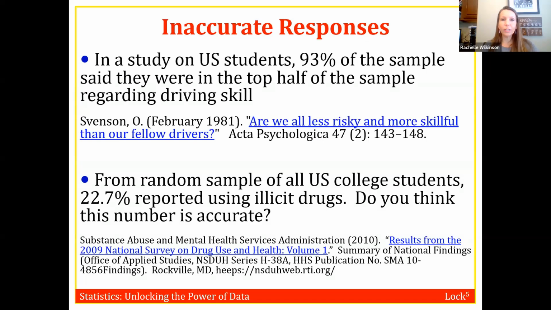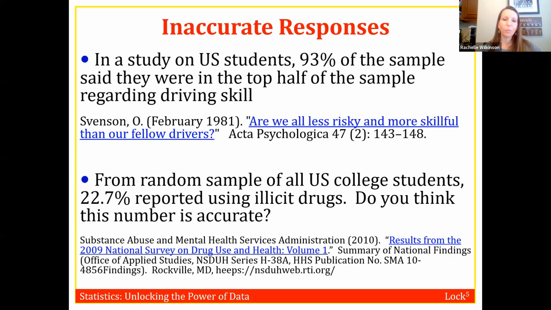Thinking about inaccurate responses, in a study on US students, 93% of the sample said they were in the top half of the sample regarding driving skill. Now, only half the people can really be in the top half, right? Not 93%, so you're not gonna get very accurate responses there.